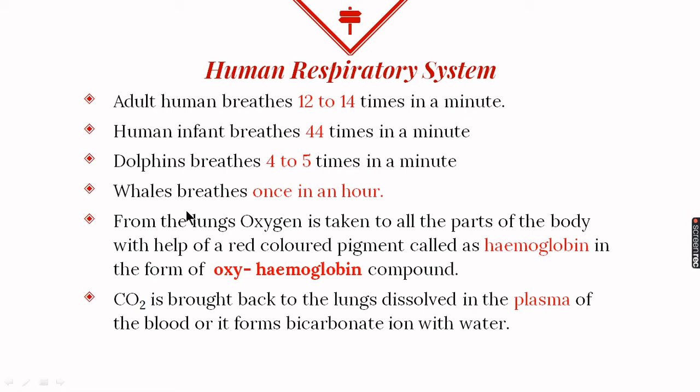Now the oxygen we have taken in goes into the lungs, and from the lungs it has to go to all the parts of the body. And we have seen earlier that it can't go to all the parts by diffusion because it will take very long. So then how does oxygen reach each and every cell of the body? About that we know that there is a red colored pigment called hemoglobin present inside the body, and oxygen combines with this hemoglobin to form a complex compound called oxyhemoglobin, and then this compound is taken to all the cells within a few seconds of inhalation.